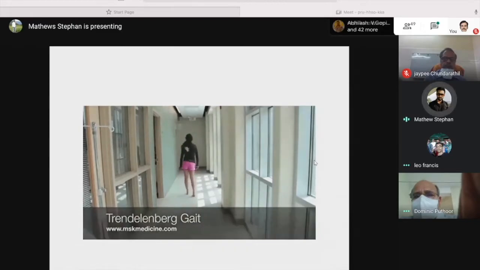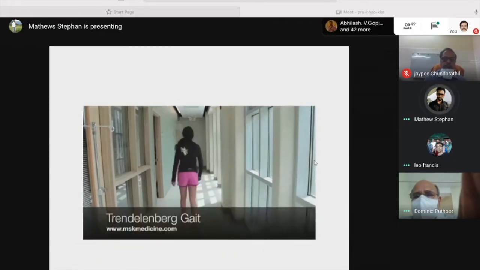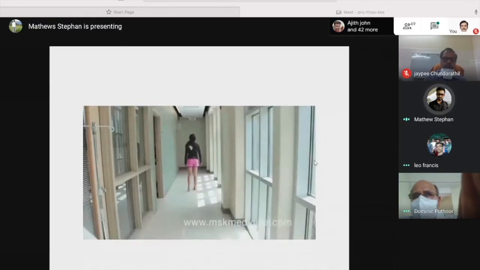There will be pelvic tilt in this gait. I mean, the pelvis will be tilted and the body will be to the opposite side.